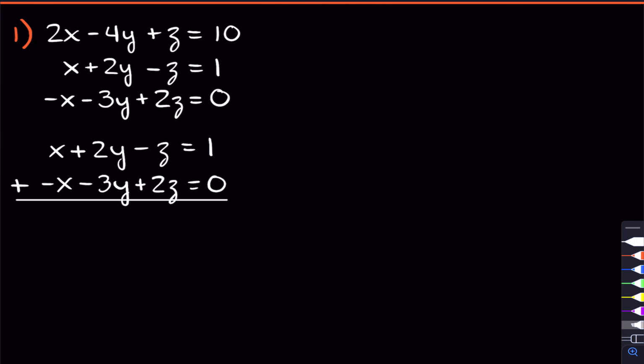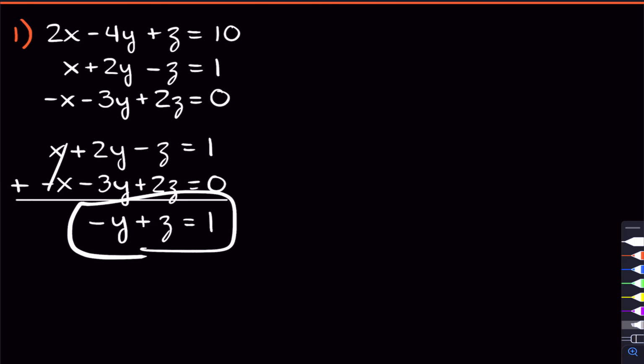And when we do that, we get x plus negative x, which is x minus x, and that's 0. So the x's cancel off like we expected them to. We get a 2y plus negative 3y. So it's 2y minus 3y, and that's negative y. Then we have negative z plus 2z. That's a positive z. And then we have 1 plus 0, which is 1. So what we've just done is we've made our first equation where we only have 2 variables. And now we want one more of those equations that only have a y and a z.